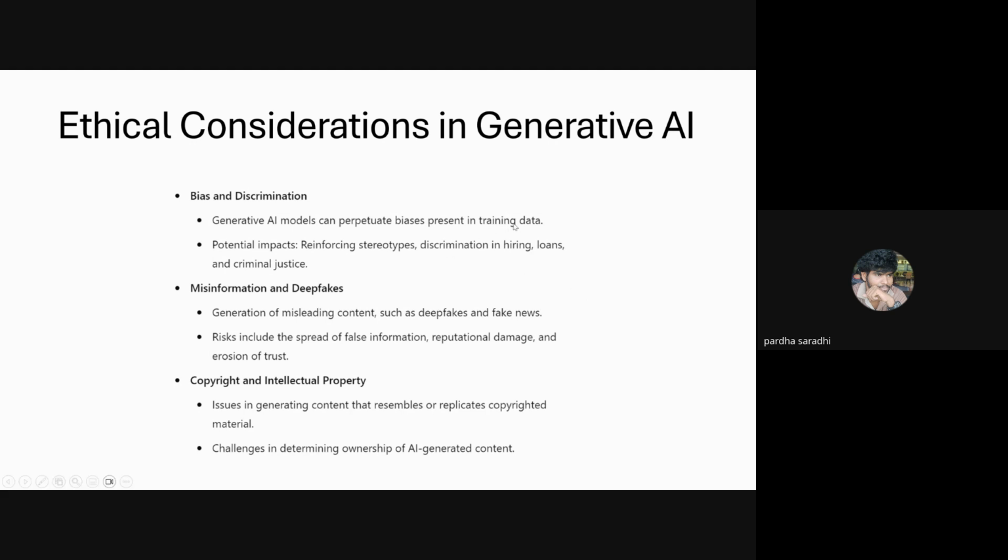Gen AI models can make biases present in the training data. If your training data was not good, yes, it's going to make some bias. And the potential for impact can only be mitigated by reinforcement. That's one good thing. And this can also make an impact on departments like loans and criminal justice. Gen AI is also responsible for making misinformation and deep fakes, which is one of the biggest problems we are seeing right now. Generation of misleading content is possible, and yeah, deep fakes are possible.